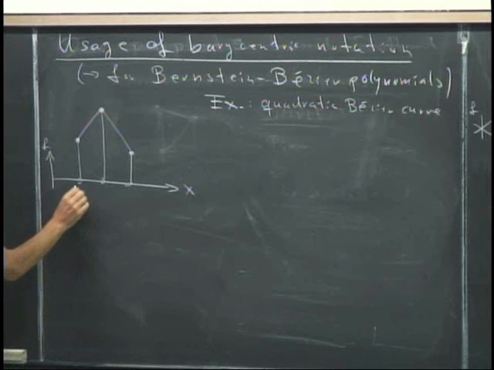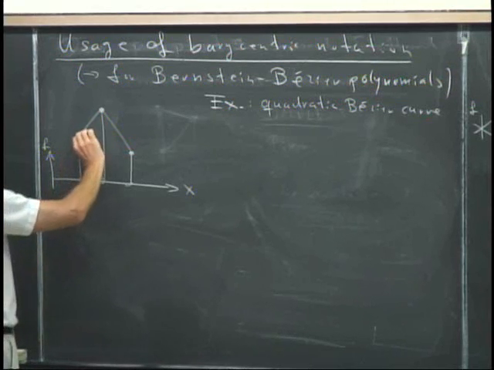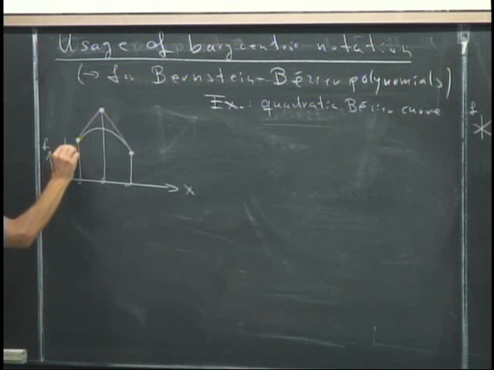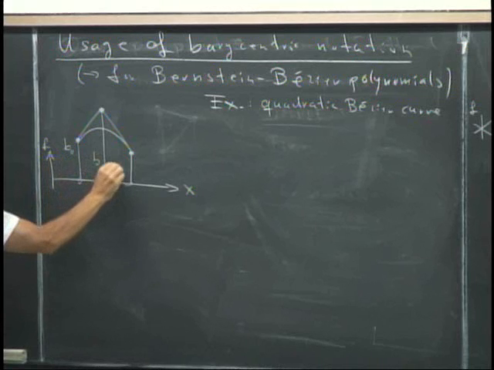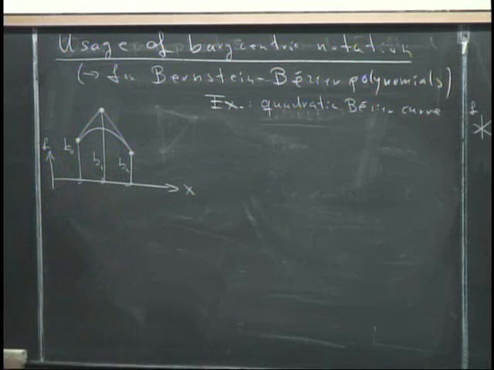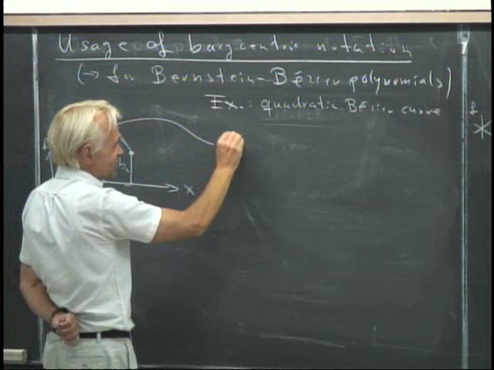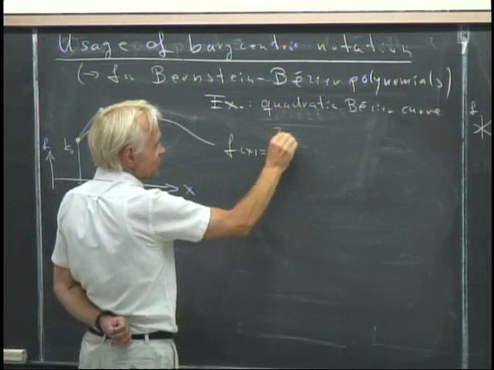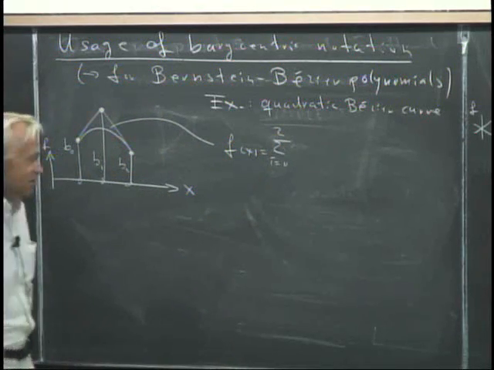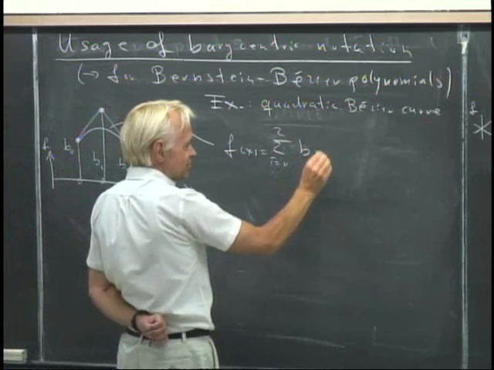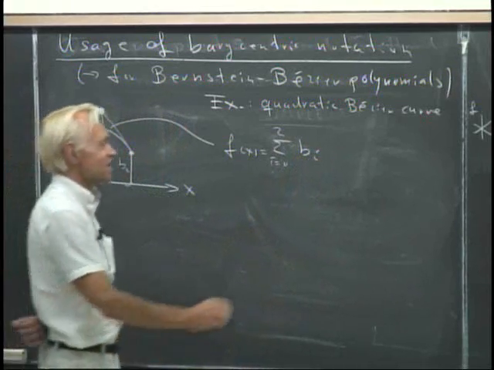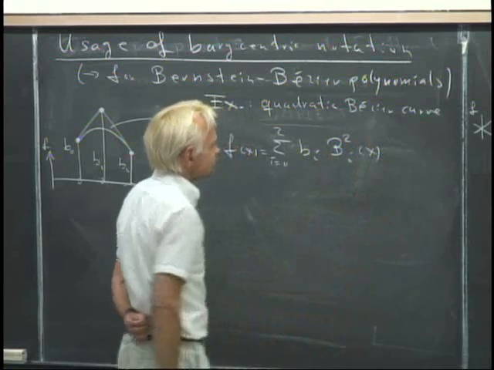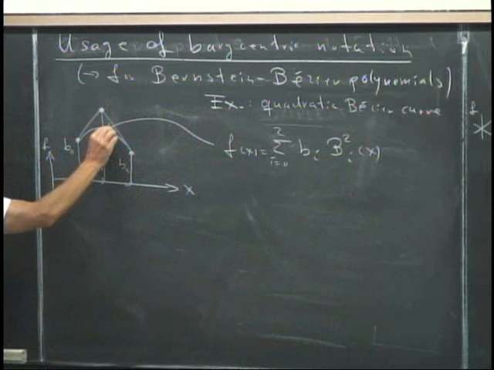You remember, I can just represent such a function by calling these fixed Bezier ordinates b0, b1, b2. And then I can write this function as a function f of x, which is just the sum i from 0 to 2, 2 for degree 2, 2 for quadratic, of these Bernstein-Bezier coefficients bi times these Bernstein-Bezier polynomials, Bi2 of x. That's the way I had talked about it before.